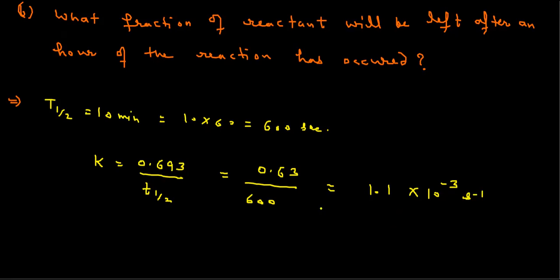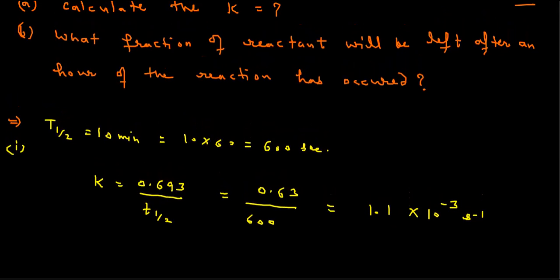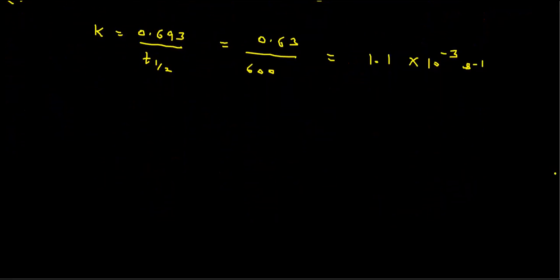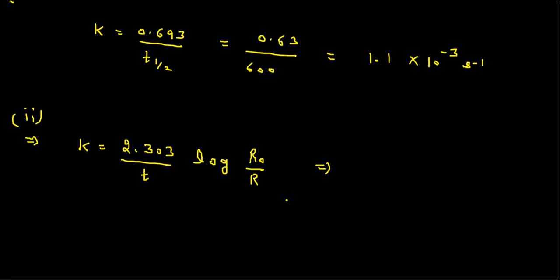So this is the first part, right? Now the second one: what fraction of the reactant must be left after an hour of the reaction? They are asking for the fraction. For the first order reaction, the basic formula is K equals 2.303 over t times log R naught by R. R naught means initial concentration, R means final concentration. And how much time is given to you? Time is given as 1 hour.